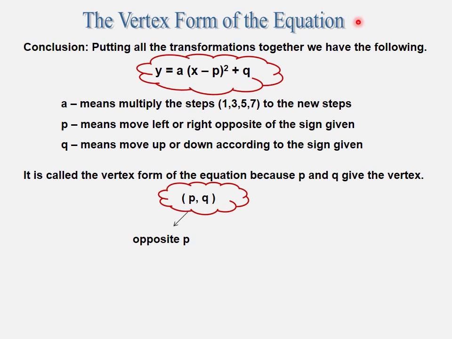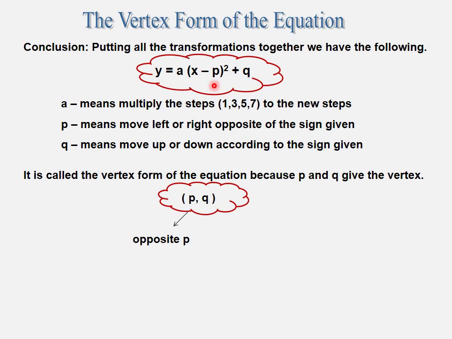So let's summarize what we know about the transformations of graphs by looking at the vertex form of the equation. This is going to be a new way that parabola equations are given to you, and they're broken down into pieces. So they will be written like this, and we have seen our a value before. The a value in front of the x squared means multiply the steps 1, 3, 5, 7 to get the new steps in order to sketch our parabola.